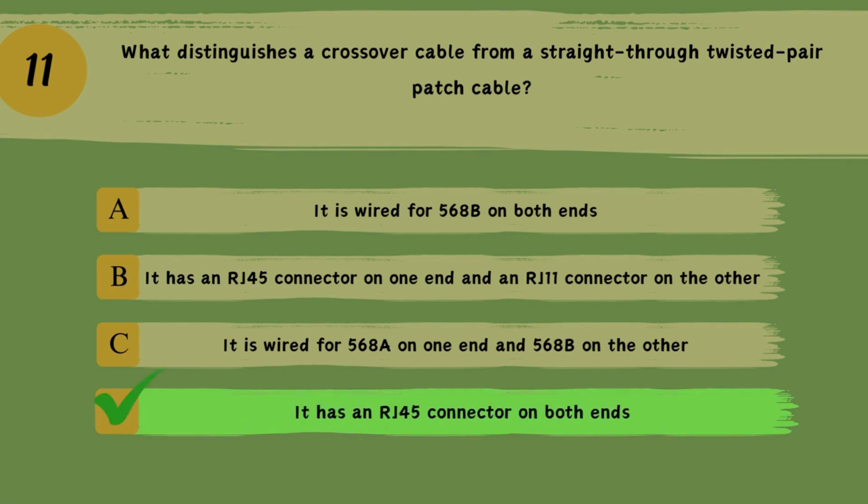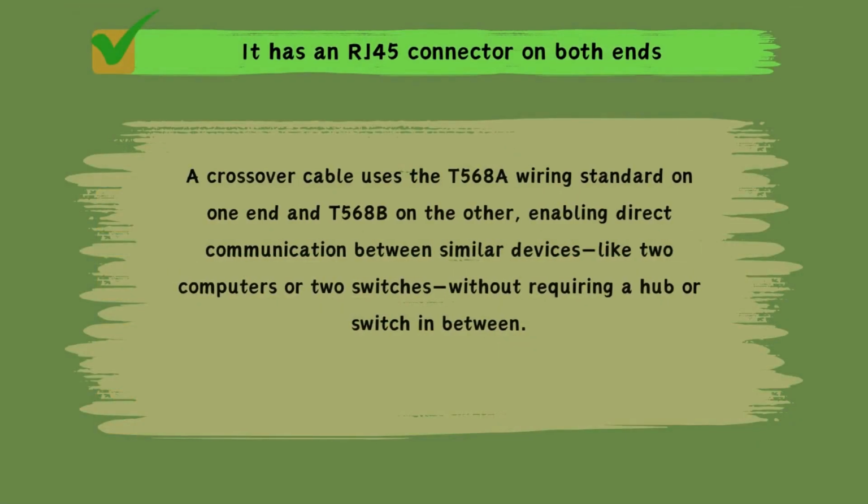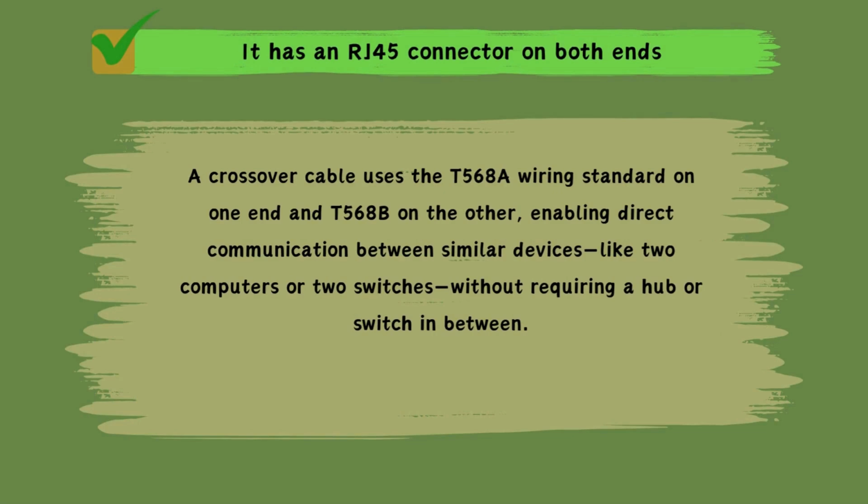Correct answer. D. It has an RJ45 connector on both ends. A crossover cable uses the T568A wiring standard on one end and T568B on the other, enabling direct communication between similar devices, like two computers or two switches, without requiring a hub or switch in between.